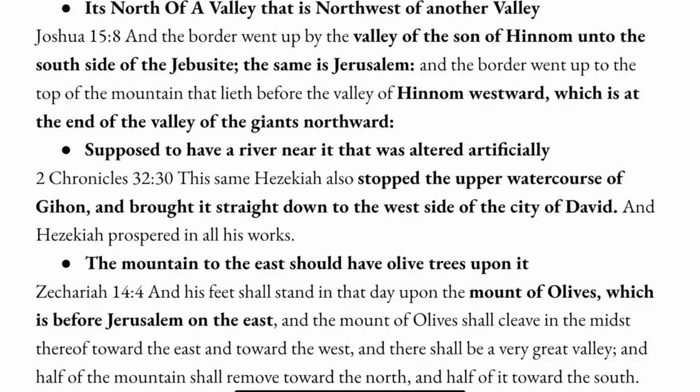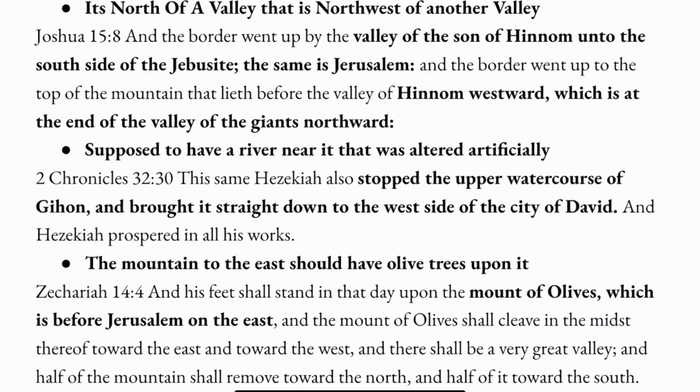Joshua 15:8. And the border went up by the valley of the son of Hinnom unto the south side of the Jebusite. The same is Jerusalem, and the border went up to the top of the mountain that lieth before the valley of Hinnom westward, which is at the end of the valley of giants northward. Now, I know that's hard to understand at first, but you have to draw it out in your head, right?